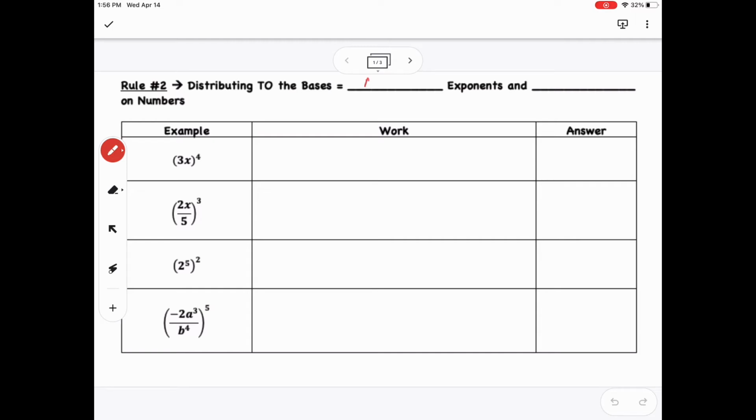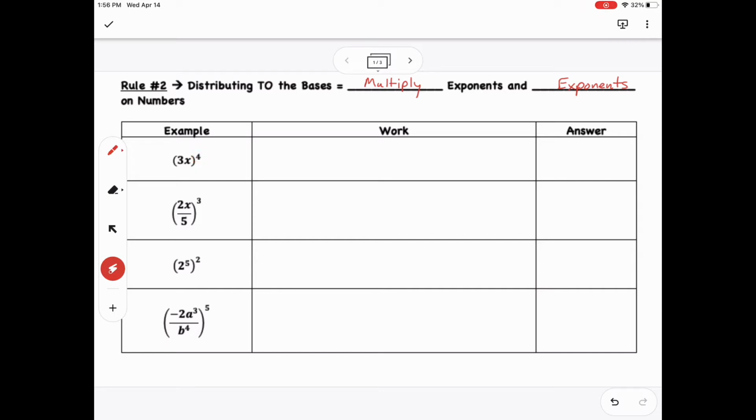Today's lesson is over rule number 2 of learning target 1. Here, the rule is going to be about distributing to the bases. So when you have an exponent on the outside, you're actually multiplying those exponents and the exponents on the numbers or on the variables that you're given.